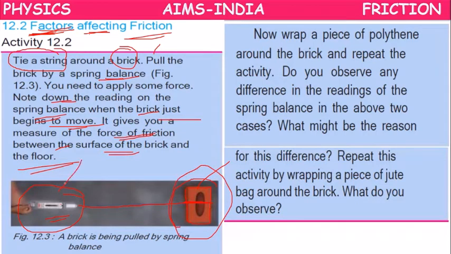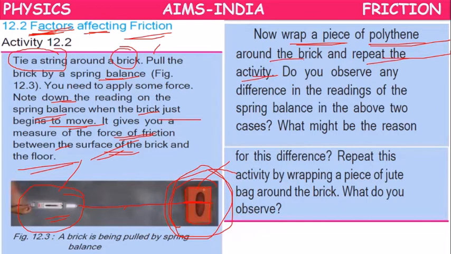applied by you is more than the frictional force between the surfaces, then only the block will move. Means when the block is moving, the measurement will be equal to the force of friction. So now children, wrap a piece of polythene around the brick and repeat the activity.